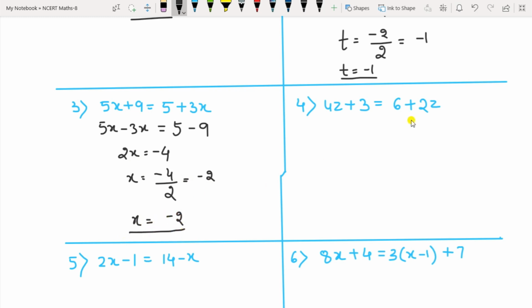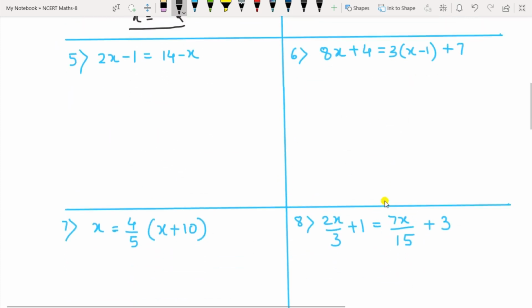Here similarly z is there, so 4z minus 2z, 2z is plus here, when it moves to the other side it becomes minus, then write 6 plus first, and then 3 will go to the other side, it becomes minus 3. 4 minus 2 is 2z equal to 3, so z equal to 3 by 2, that is the answer.